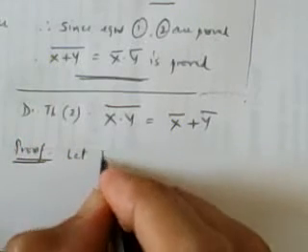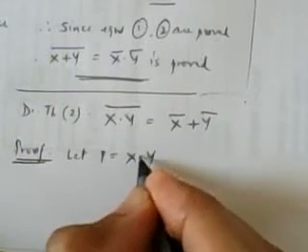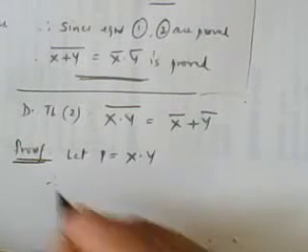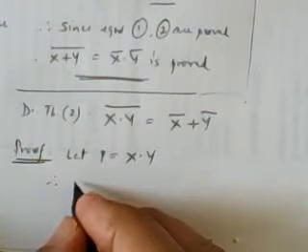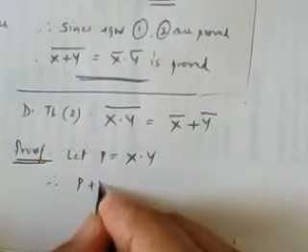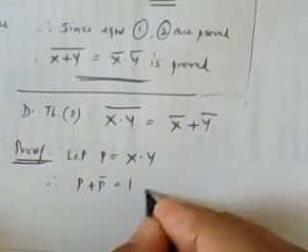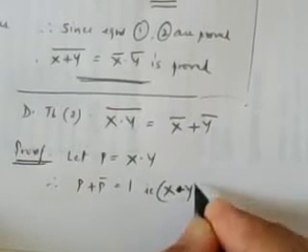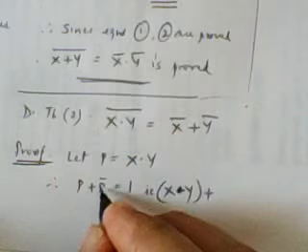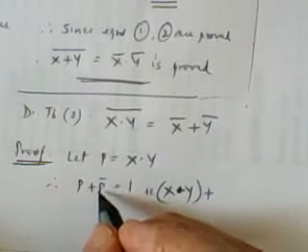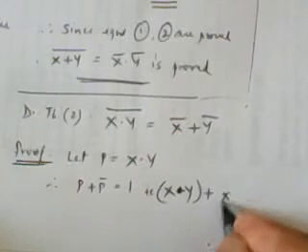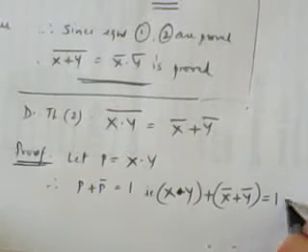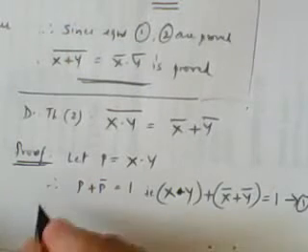Next, in the same way, p is equal to x · y. Therefore, using the complement law, again we know p + p̄ is equal to 1. That is x · y plus p̄; for p̄ you substitute x̄ + ȳ. I am getting this is equal to 1. Equation 1.